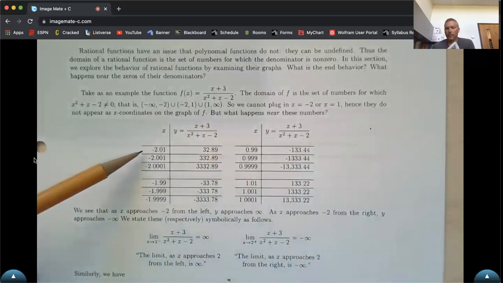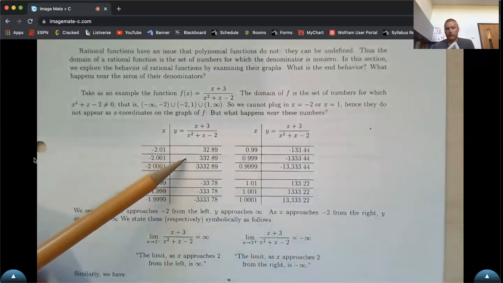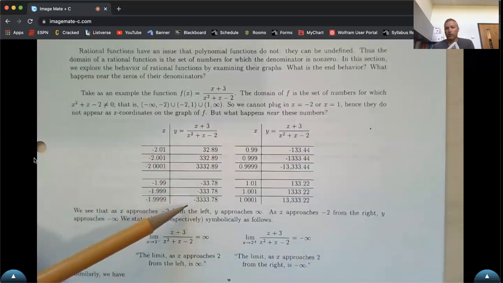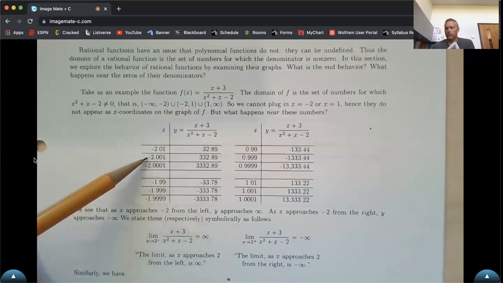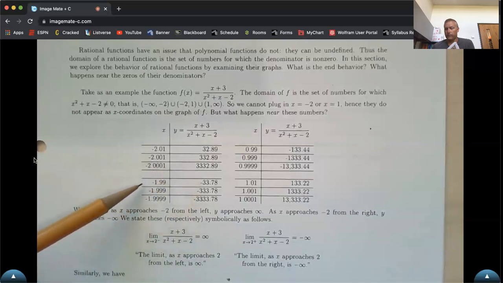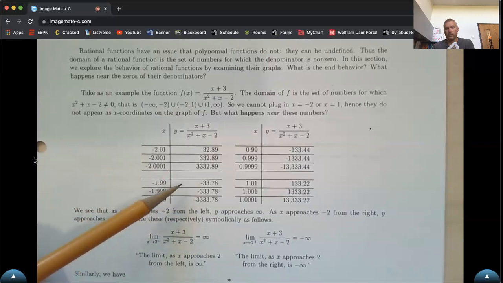Well, as we get close to -2 from the left side of -2, we see that the y's are getting very large. As we get close to -2 from the right side of -2, we see that the y's are getting very large in the negative direction. So as we approach -2 from the left side, the y coordinates are going up. But as we approach -2 from the right side, the y's are going down.